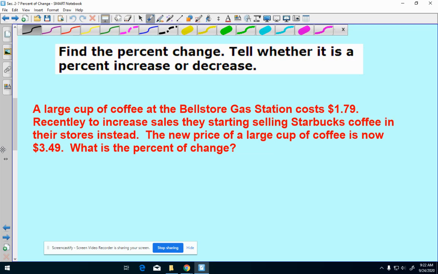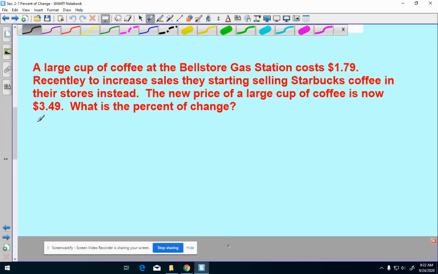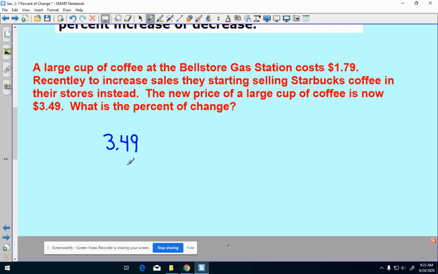Increase, right? How much have they raised the price? Trevor, how much have they raised the price? Did you subtract? Okay. So if I took the 3.49 and I minused off $1.79, they have raised the price by $1.70. That is the amount of change.